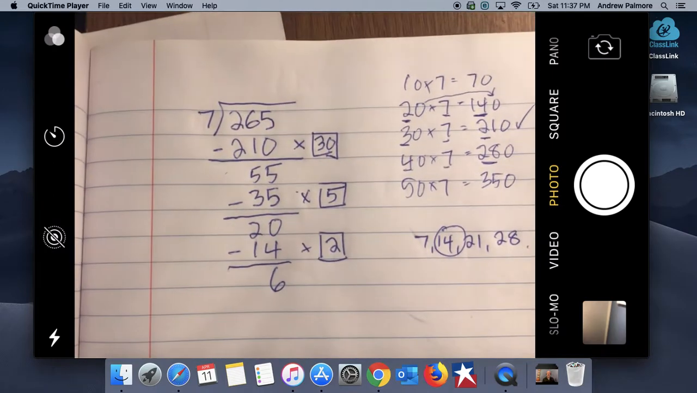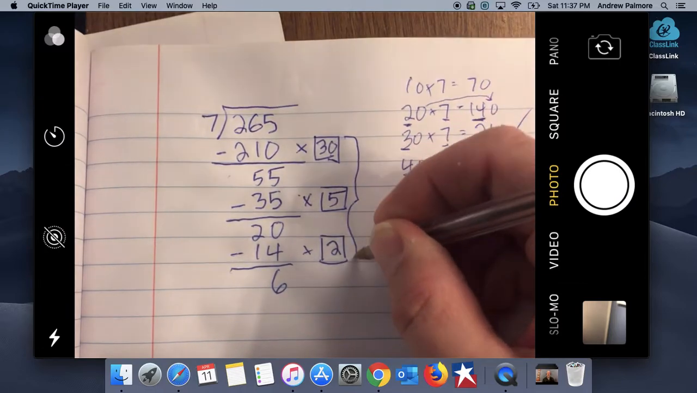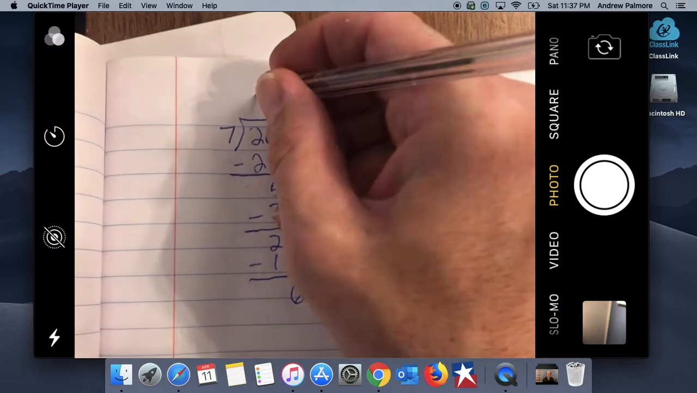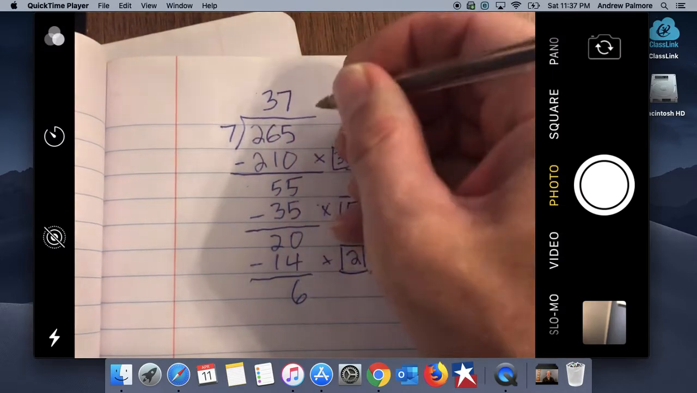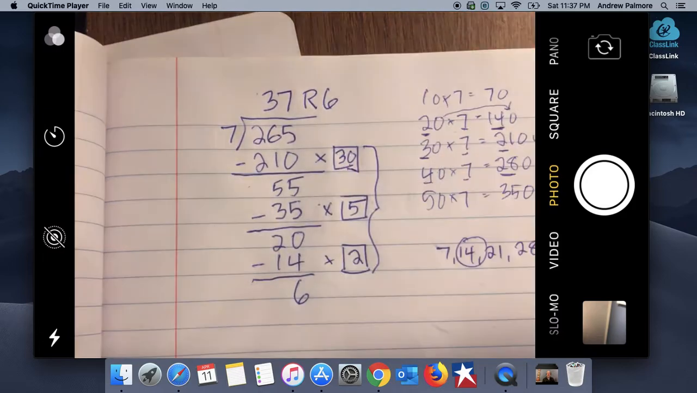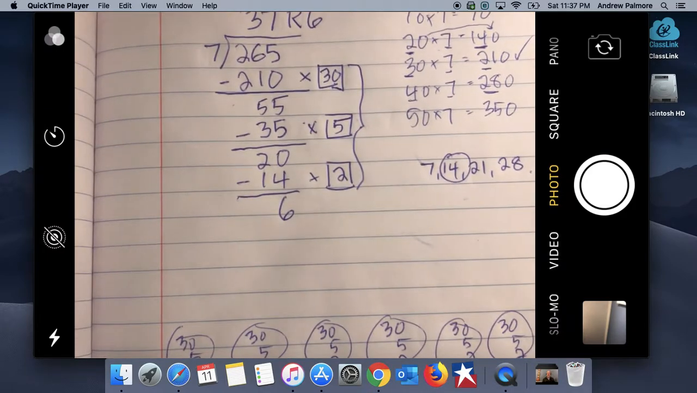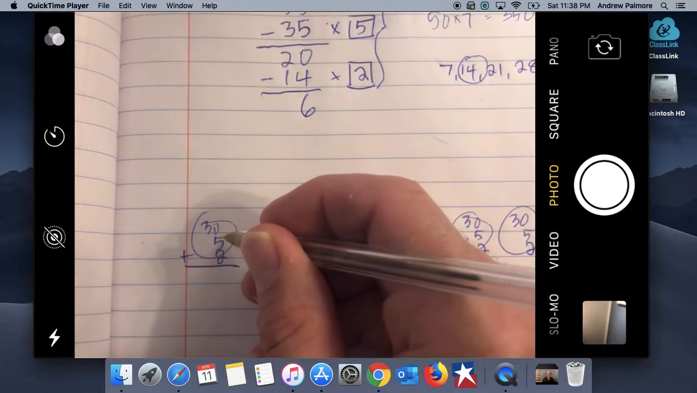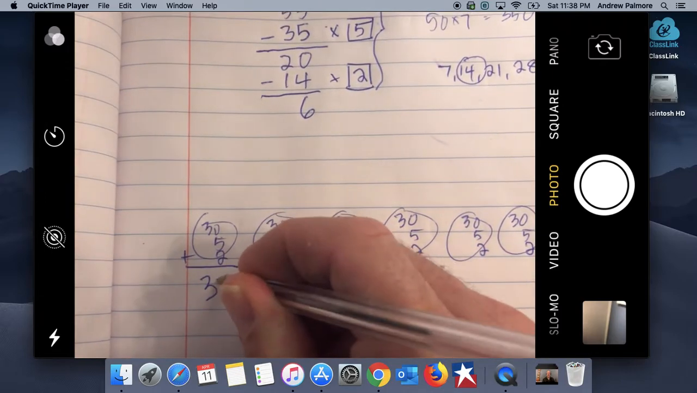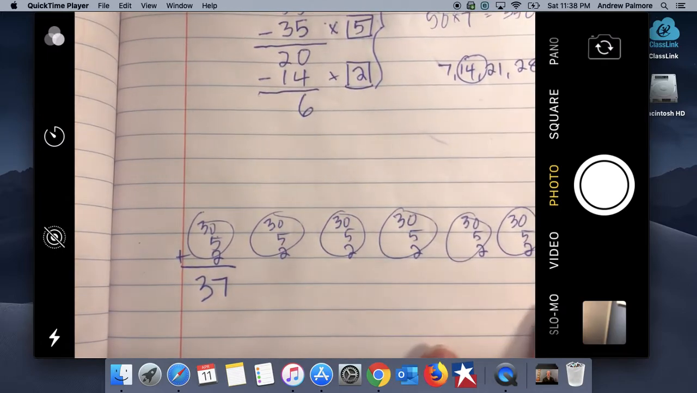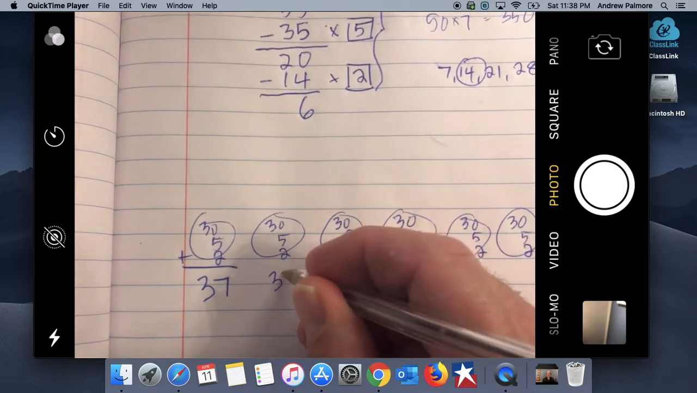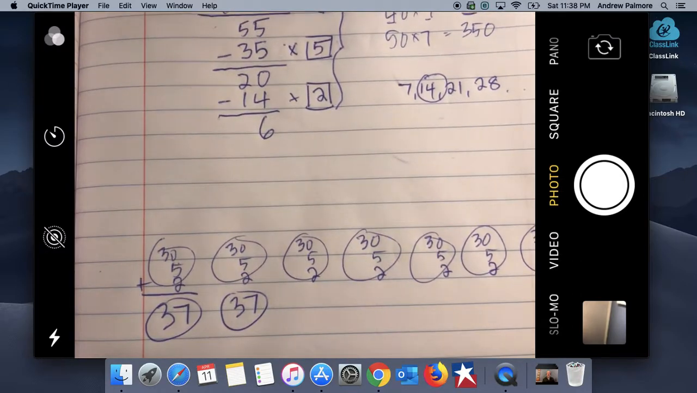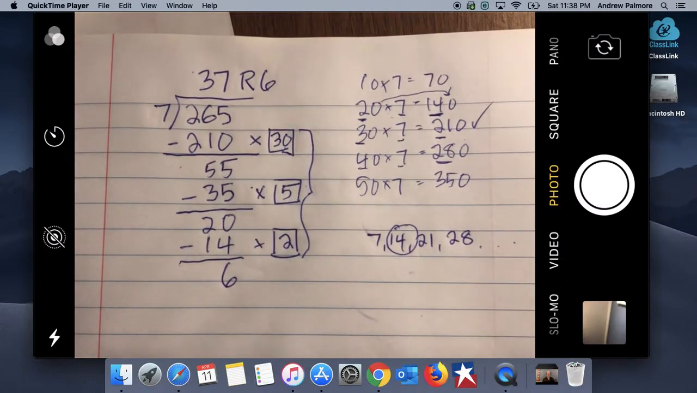So what I have to do now is add up my partial quotients. So the 30 and the 5 and the 2 make 37. So I can write it up here, and I can put my remainder is 6 there. I can show that by just adding up here. 30 plus 5 is 35, plus 2 more make 37. So basically each group is going to have 37, as you can see. Now I won't do all that, but you can see that each group makes 37. So that is how we do partial quotient.